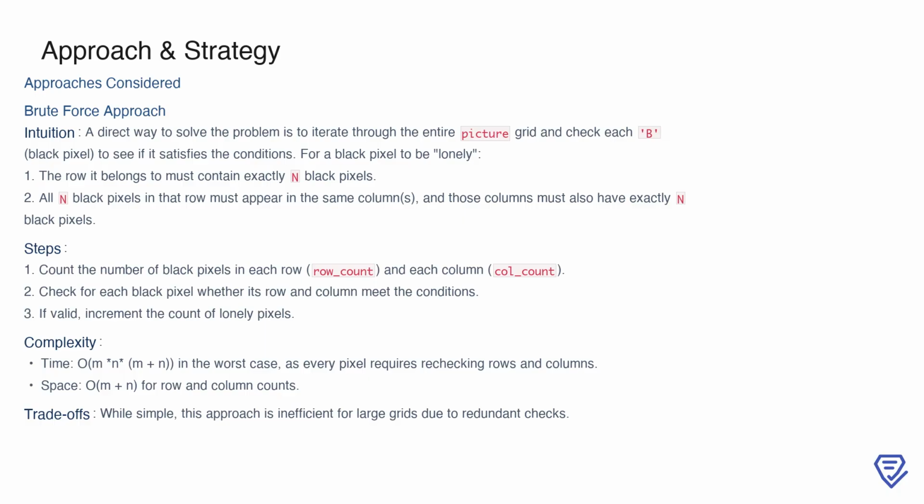The steps for this approach involve counting the black pixels in each row and column, and then validating each black pixel against these counts. While this method is simple to understand, it has a significant drawback. The time complexity in the worst case can reach m*n*(m+n), as every pixel requires rechecking the rows and columns it belongs to. Additionally, the space complexity is m+n, to store the row and column counts. This makes the brute force approach inefficient for large grids, as it redundantly checks the same information multiple times.